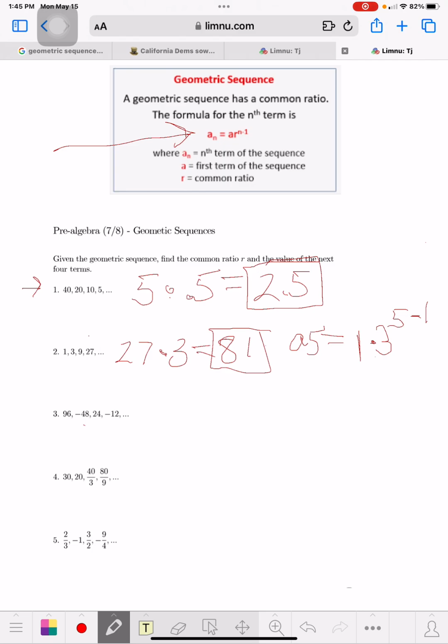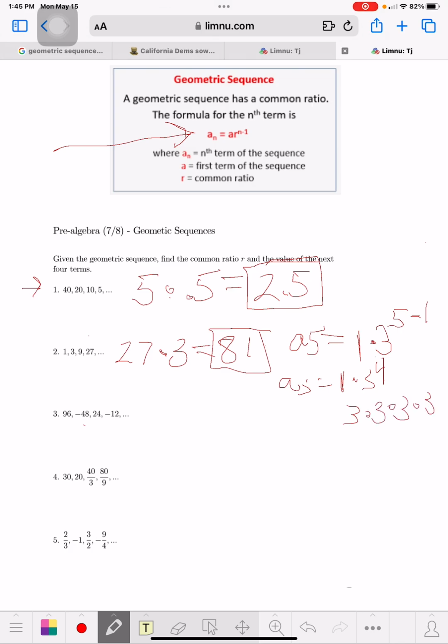So it comes down to a to the fifth equals 1 times 3 to the fourth. You can do this on your calculator, 3 to the fourth, or you can do it out: 3 times 3 times 3 times 3.